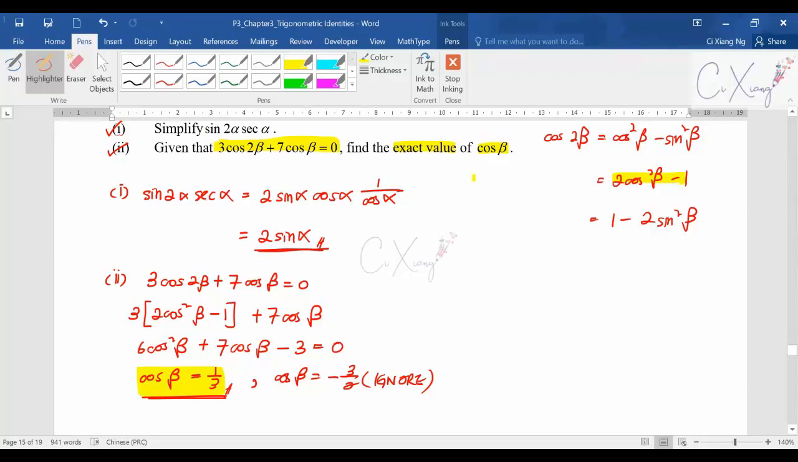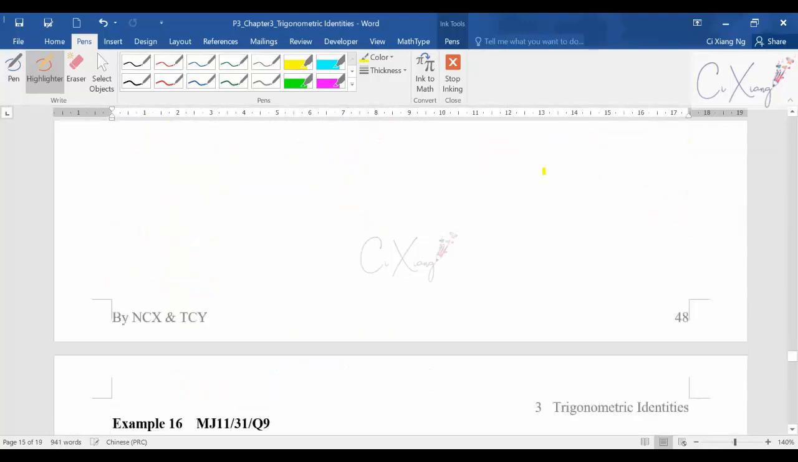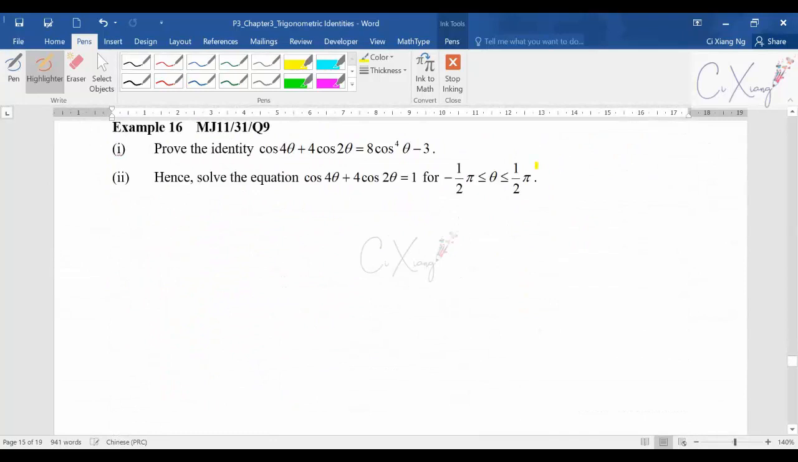Okay, so this is one exam style question. In my opinion, this kind of question seldom comes out because it is more towards the easy side. All right, more towards the easy side. So usually they seldom ask you this kind of question in the exam. Okay, so let's continue to example 16 and also 17.